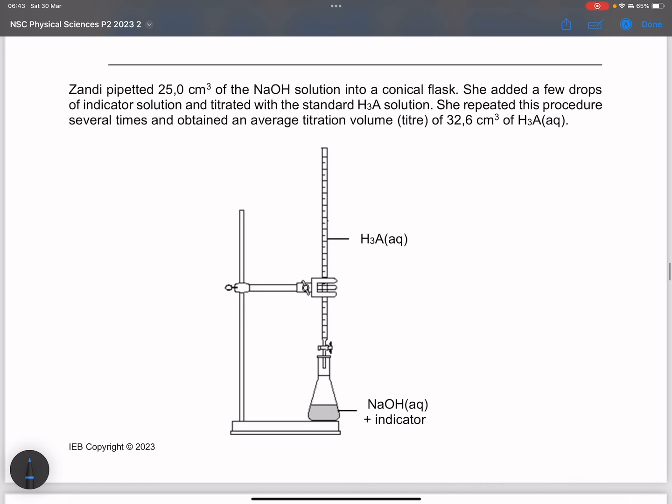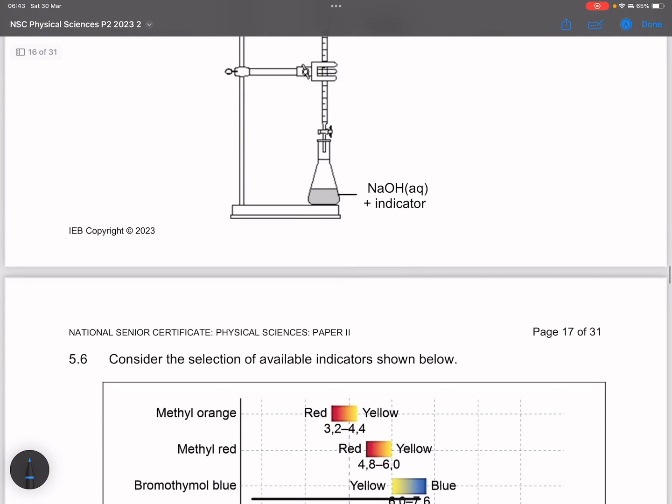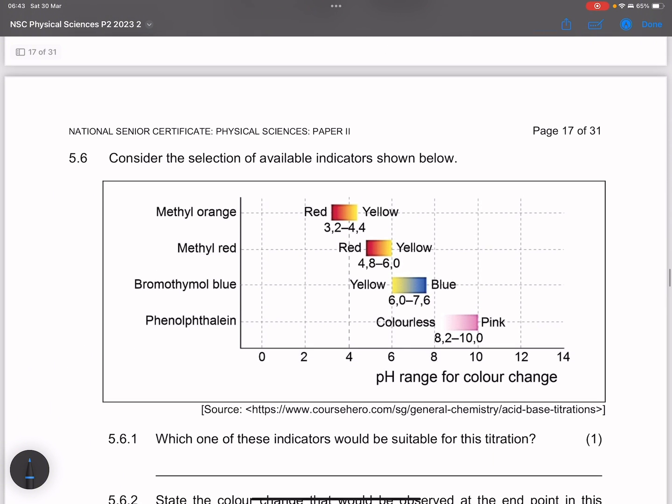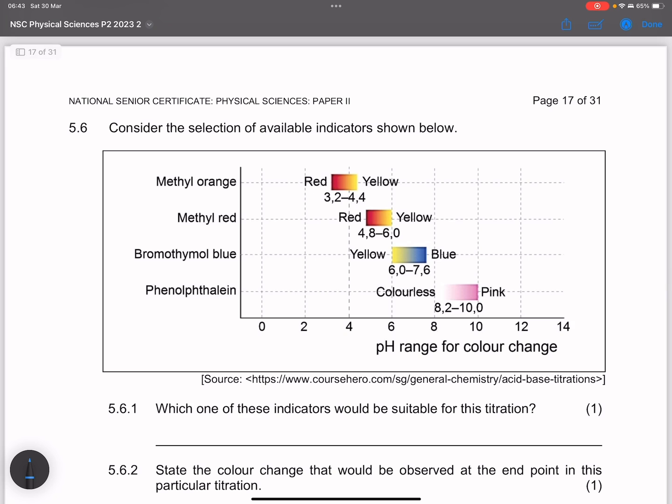Now, in this case, they say Zandi pipetted 25 cubic centimeters of sodium hydroxide into a conical flask. She added a few drops of indicator solution and titrated with a standard H3A solution. She repeated this procedure several times and obtained an average titration volume of 32.6. Now, they say consider the available indicators shown below. Which one of the indicators would be suitable for this titration?